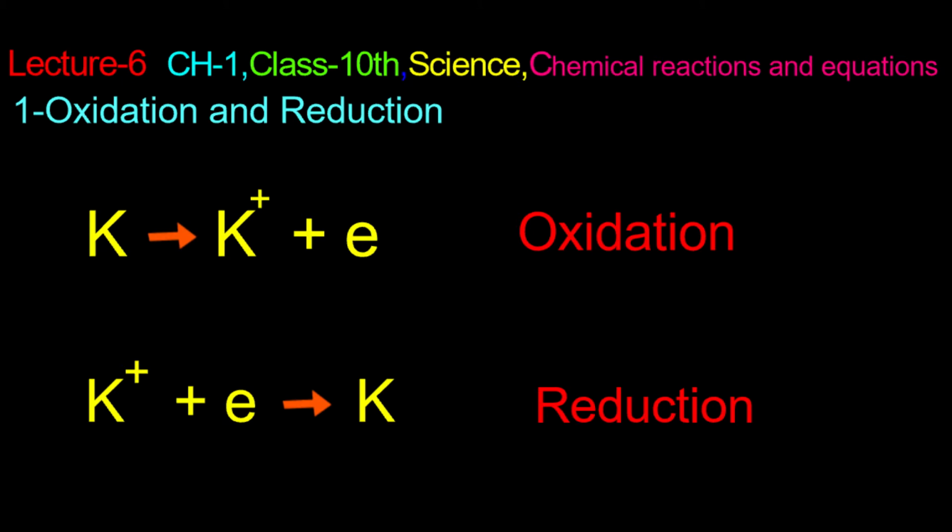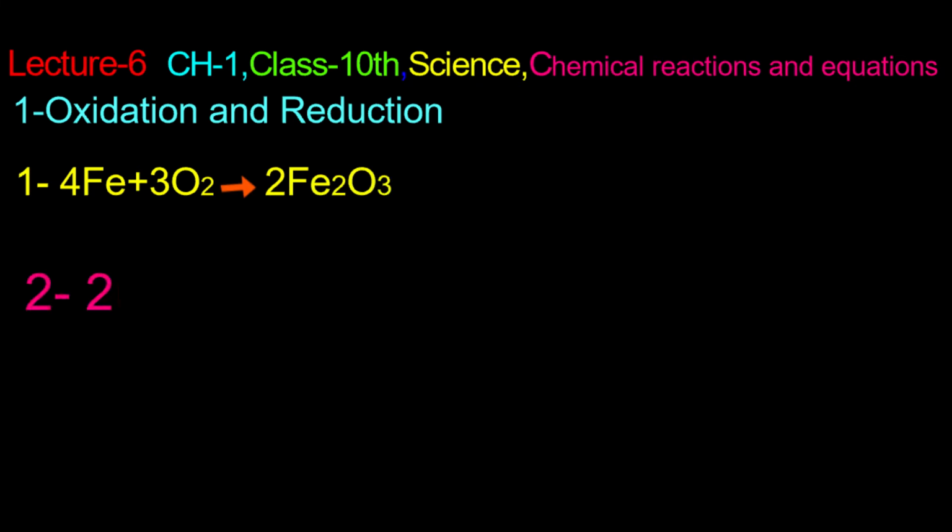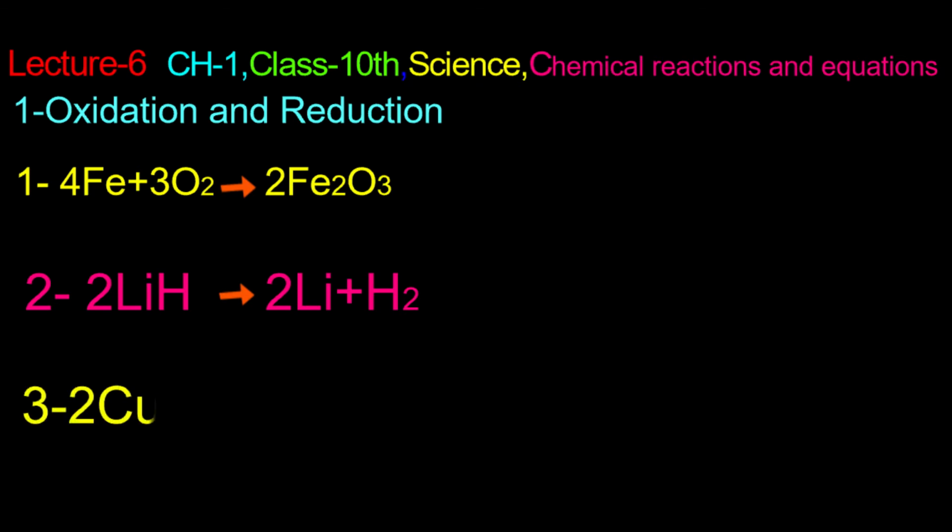Let us understand oxidation and reduction through some examples. Look at these reactions. The first reaction of iron with oxygen to form iron oxide. Second, lithium hydride decomposes to give lithium and hydrogen. Third, Cu and O2 combine to form CuO on being heated.